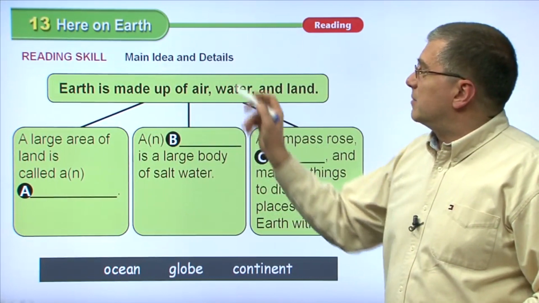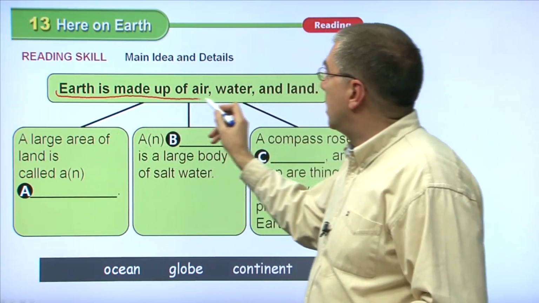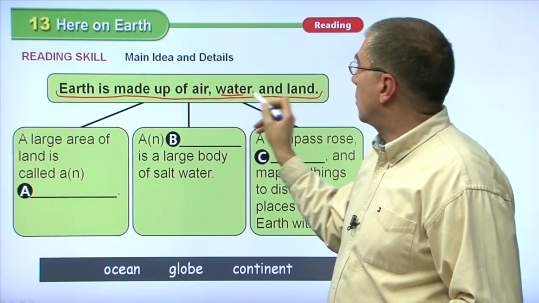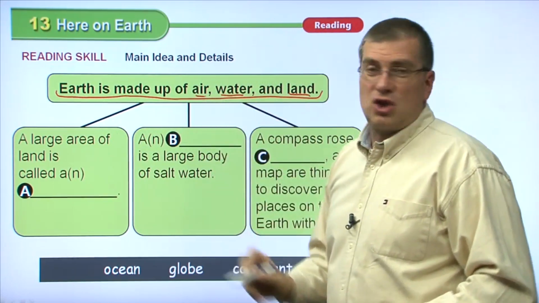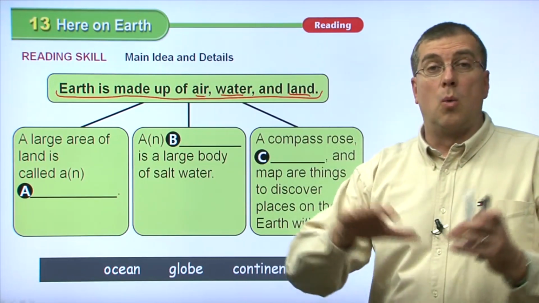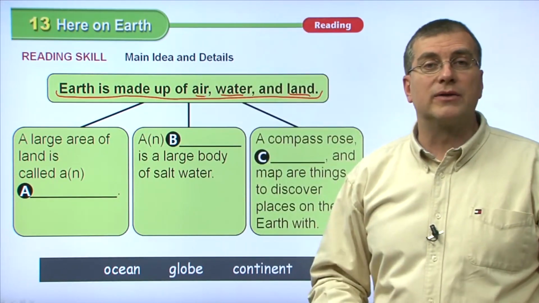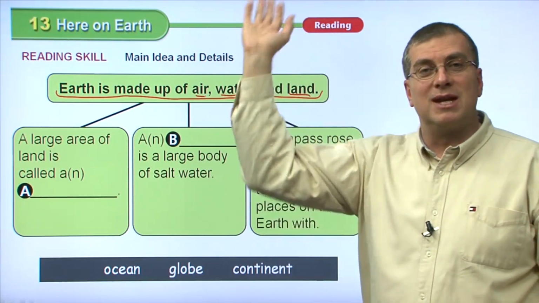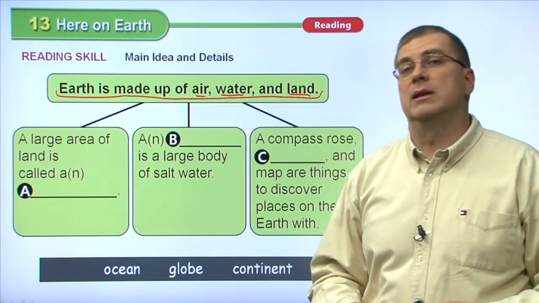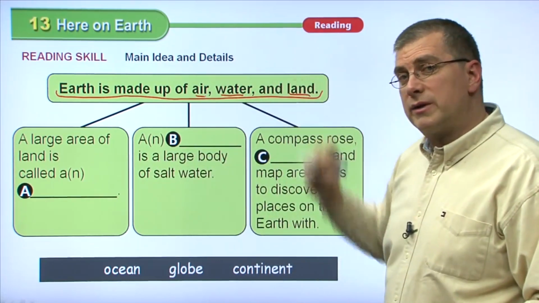Now, our reading skill here is main idea and details. Our main idea is earth is made up of air, water, and land. In our vocabulary, we were concentrating on water and land, but we also had mention of air. And if you think about it, that's what earth is made up of, right? We have land where we live, water, most of the earth's surface, and air above us, many kilometers up into the sky. Those are the things that we need to live, right? So this is our main idea, and we have three details that support the main idea.